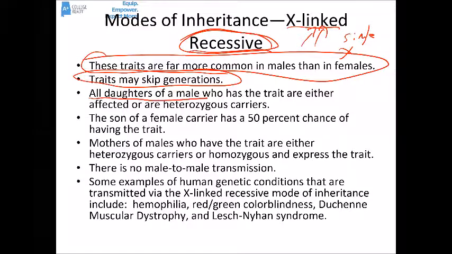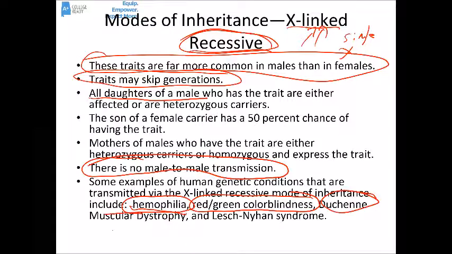All daughters of a male who has the trait are either going to be affected or they're going to be carriers because they're going to get their father's X chromosome. Again, there's no male-to-male transmission. Fathers cannot pass this to their sons. And there's several common human genetic conditions that are passed this way. Hemophilia, a common bleeding disorder, the most common form of color blindness, red-green. Also Duchenne muscular dystrophy, where you lose control of the muscles of your body. All forms of X-linked recessive traits.